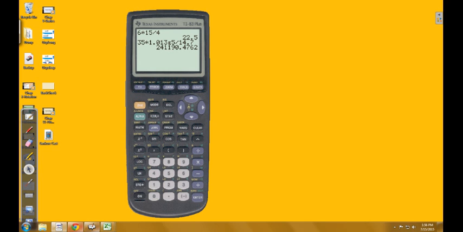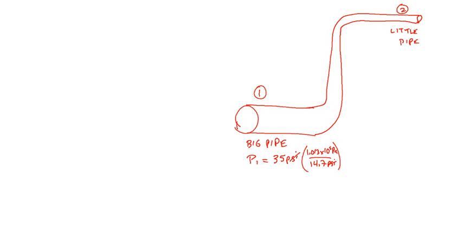241,190, pick a number somewhere in there. My pressure at this side is 241,000 Pascal, something like that. Okay? And I'm going to make up a number here. Let's say the velocity on this end of the pipe is something relatively slow, 6 meters per second.